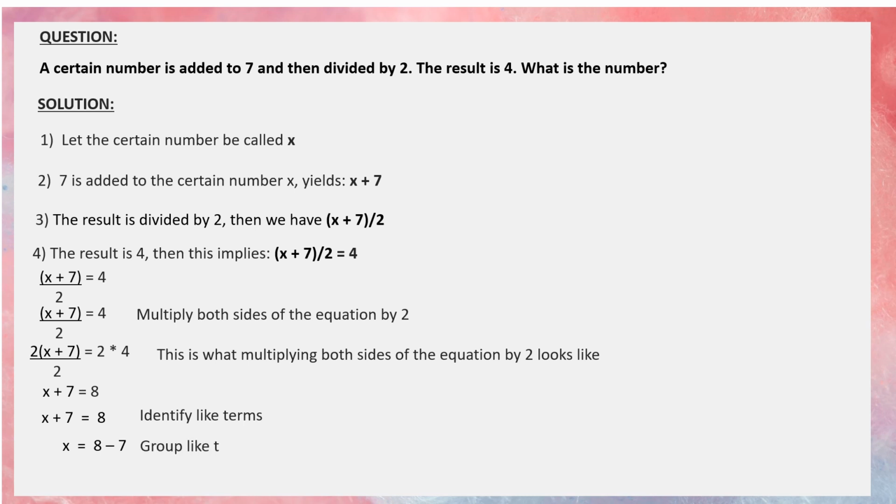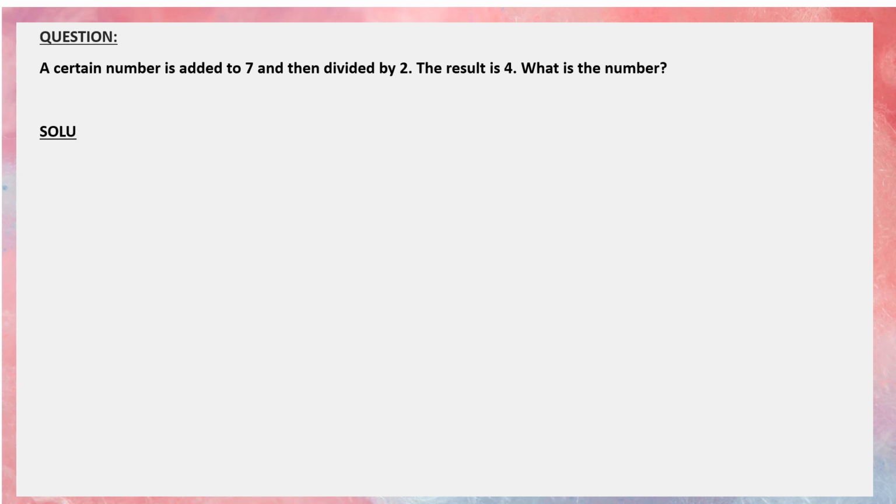So when we simplify that further, we have x is equal to 8 minus 7. And that is what we have done to group the like terms for further simplification. So x will simply be 8 minus 7, which is equal to 1. So our certain number is 1. But we'll just do a quick check.